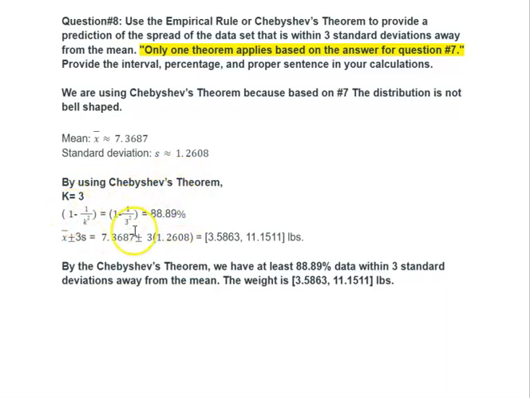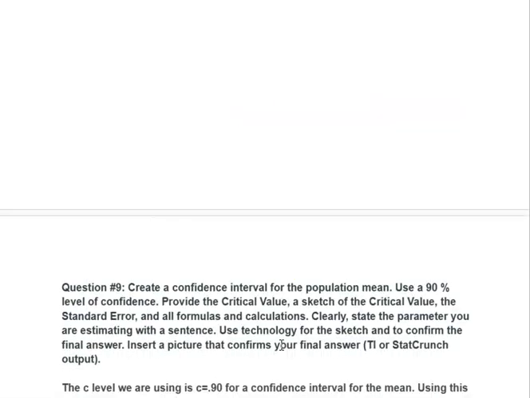As you can see, by the Chebyshev's theorem, we have at least 88.89% data within 3 standard deviations away from the mean. The weight interval is 3.5863 and 11.1511 pounds. On to question 9.